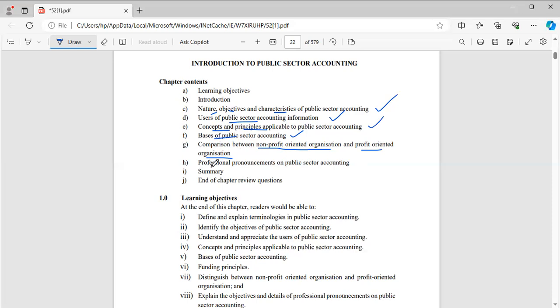Then professional pronouncements on public sector accounting. We're going to look at that, just in case we didn't look at that in our physical classes. Although I mentioned something like that, then we're going to look at the summary and end of chapter question review. So it's going to be an interactive class, so please pay attention.